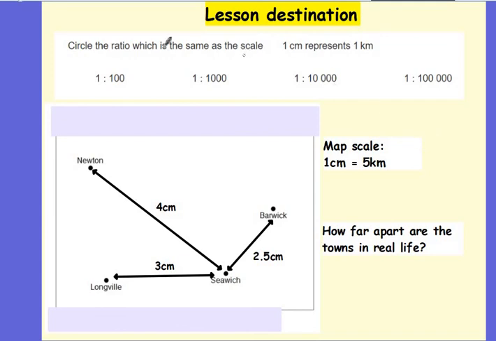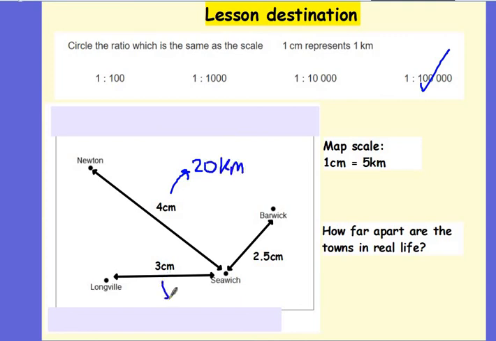Okay, let's go through the answers. The ratio, which is the same as the scale of 1 centimetre to 1 kilometre, is 1 to 100,000, as we said there were 100,000 centimetres in a kilometre. And finally, how far apart are these towns in kilometres in real life? Newton and Sewich are 4 centimetres apart, but in real life 1 centimetre is 5 kilometres, so this is going to represent 20 kilometres.